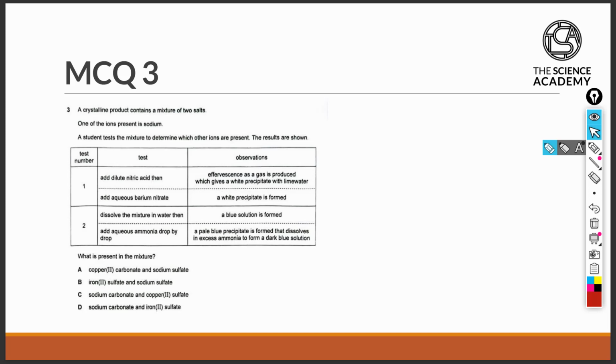Question 3. A crystalline product contains a mixture of two salts. One of the ions present is sodium. A student tests the mixture to determine which other ions are present. The results are shown.